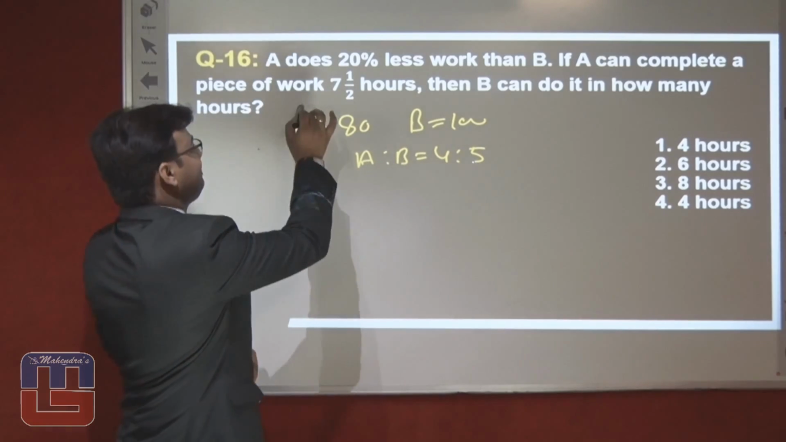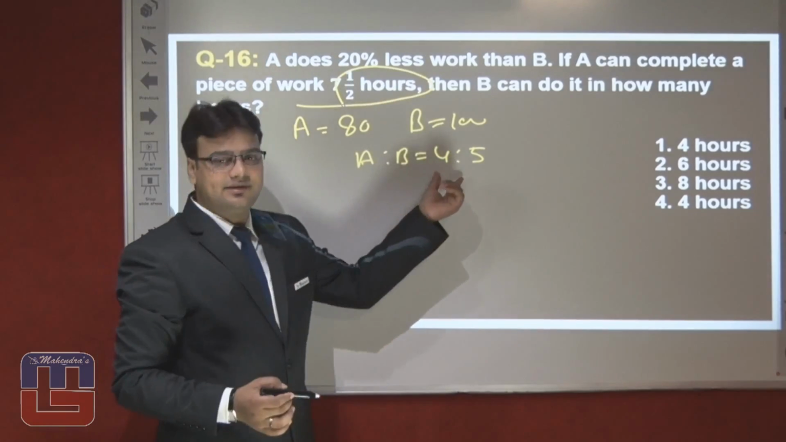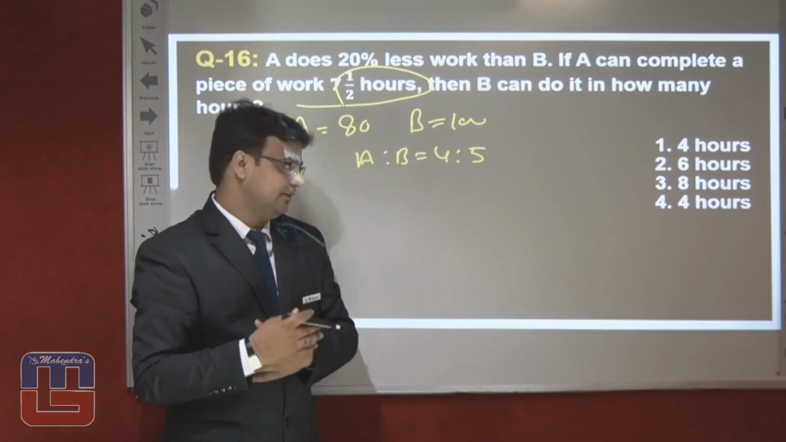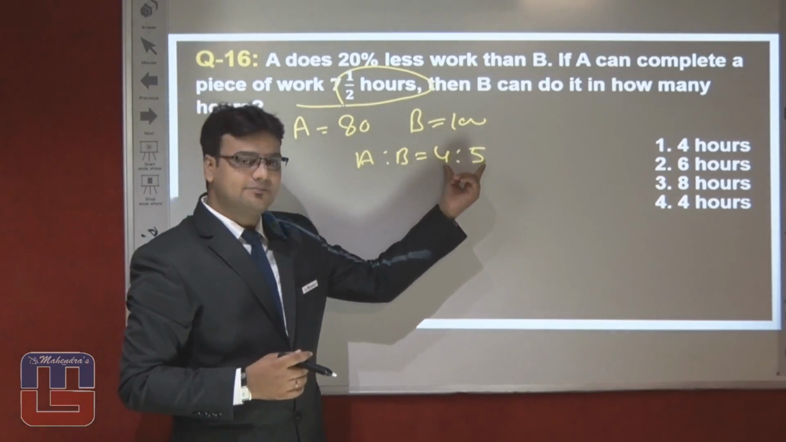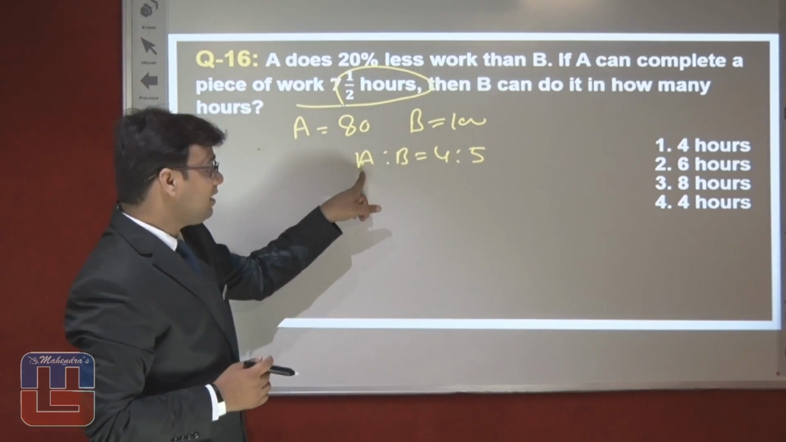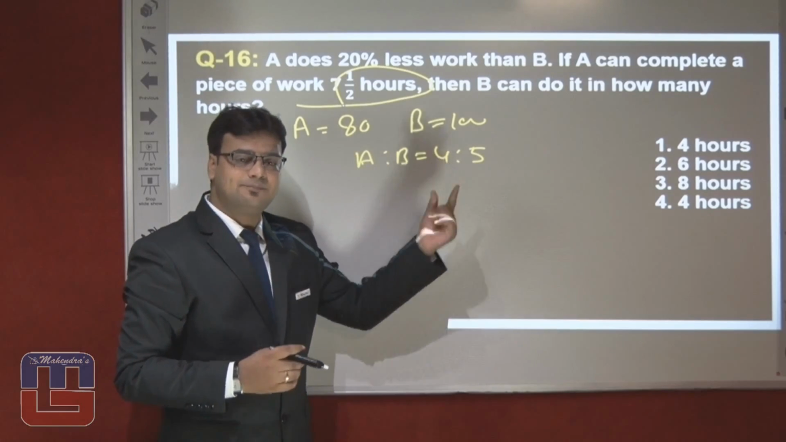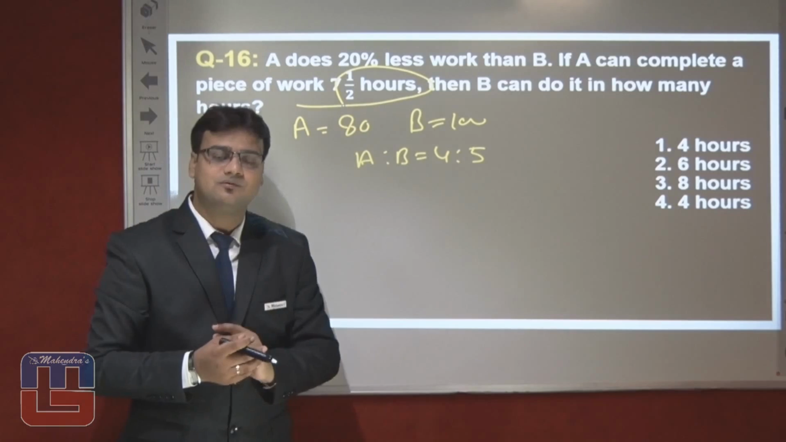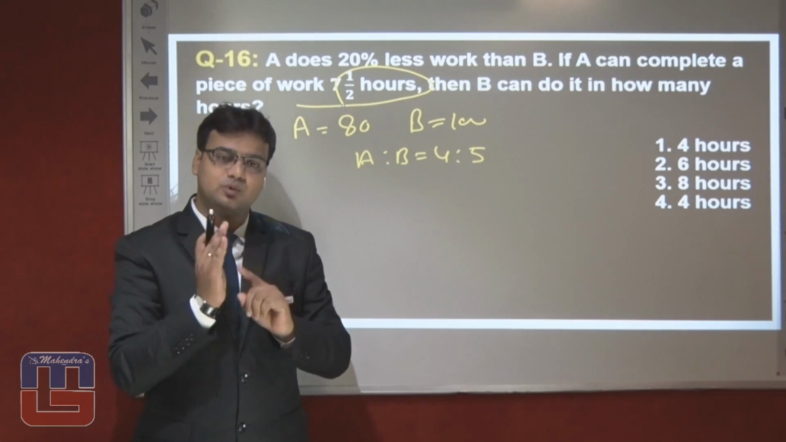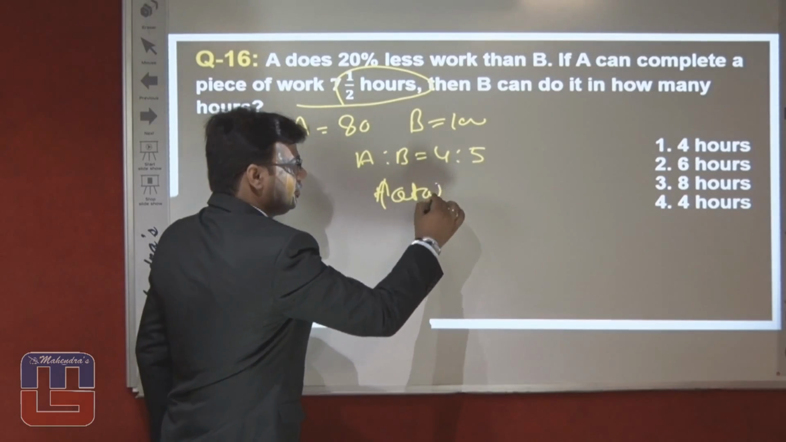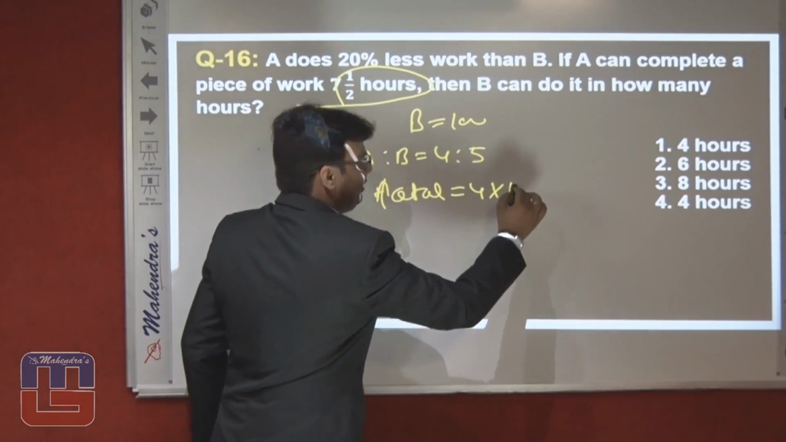Here the question is in hours, so we use hours here. Otherwise, if it is days, then we use days. Whichever unit is used, we use that. It's a unit of work per day, per hour or per minute. A can do 4 work per hour. He can complete the total work in 7 whole 1 by 2, that means 15 by 2 hours. So what is the total work? Total work is 4 into 15 by 2.